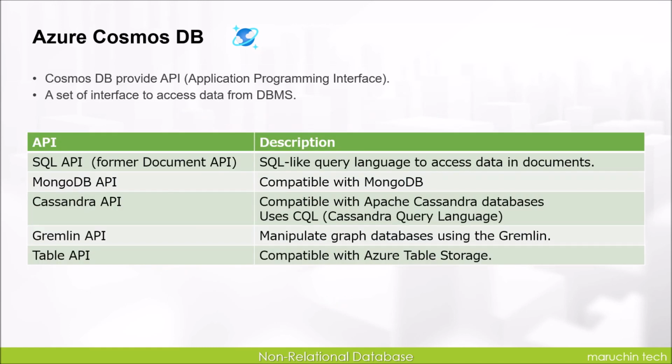The Cosmos DB provides several APIs. The API stands for Application Programming Interface and is a set of interfaces to access data from database management systems and software. The APIs are provided for each type of database, and the Cosmos DB provides the APIs listed in this table. I will introduce them with samples from the next page.